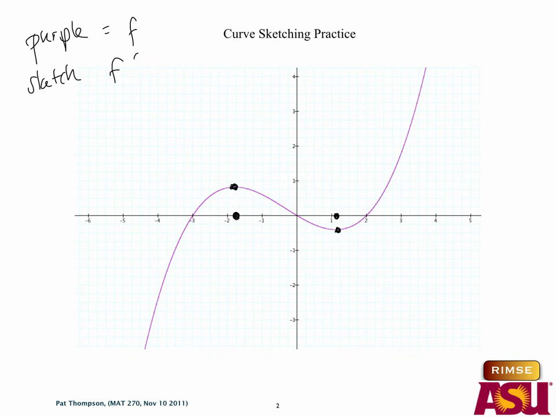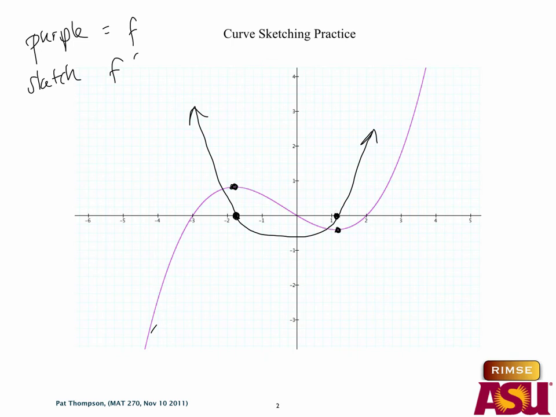Okay? In between this x coordinate and this x coordinate, what is the accumulation function doing? It's decreasing. What does that tell you about the rate of change? Should be negative. Okay? And then to the left of this x value, what is the accumulation function doing? It's increasing. So what does that tell you about the rate of change? Should be positive. And then likewise, to the right of this x value, the accumulation function is increasing. So the rate of change should be positive.